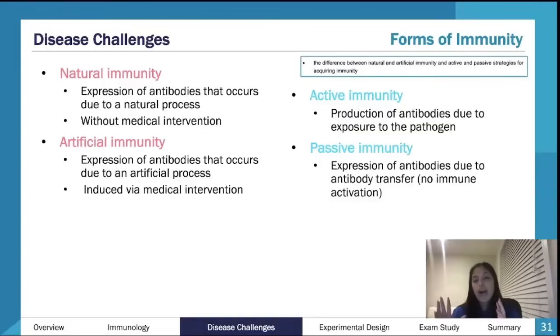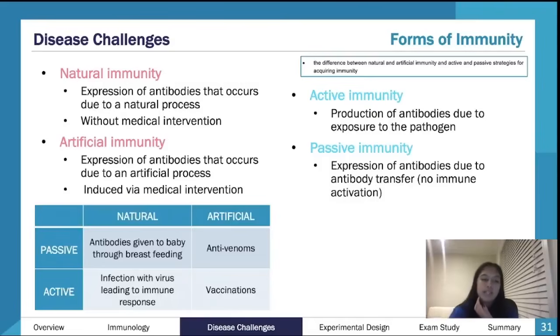So with your active immunity, this is when your antibodies are produced due to the exposure to a pathogen. Again, it might not be a natural process of infection, but this idea that your body is making its antibodies itself. And then with your passive immunity, this is when you are not making your antibodies yourself. So it's all about antibodies. Natural immunity, the antibodies have occurred due to a natural process. Artificial immunity, the antibodies have occurred due to an artificial process. Active immunity, the antibodies have occurred due to your body making them. Passive immunity, they've ultimately been made by something or someone else.